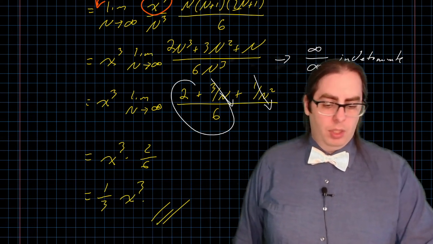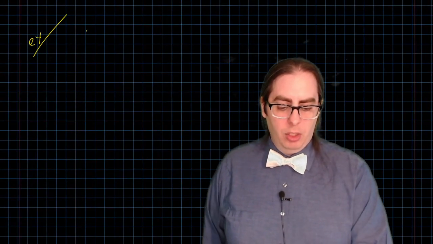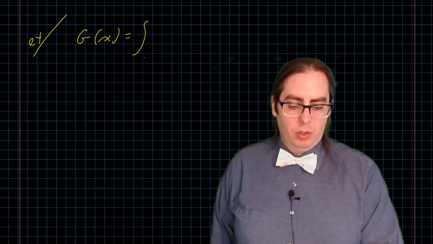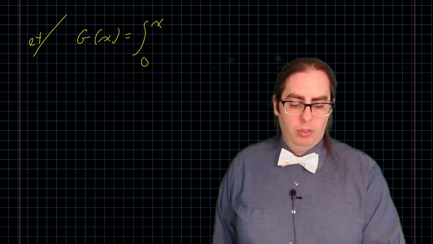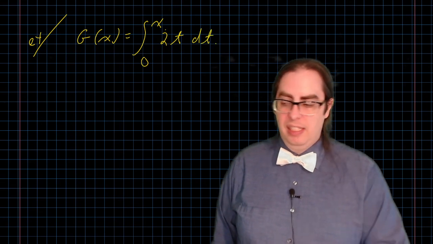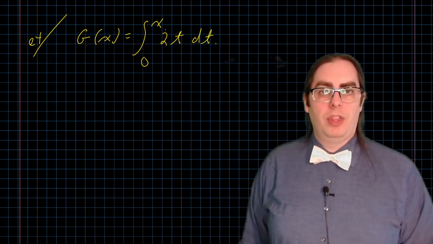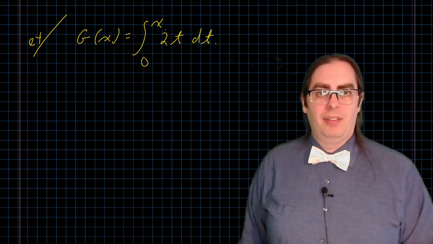All right. To wrap up, here's a very similar looking one for you to try. I would like you to figure out capital G of x given as the integral from 0 to x of 2t dt. All right, take a couple of minutes, see what you can do with that problem, and I'll see you in the next video.